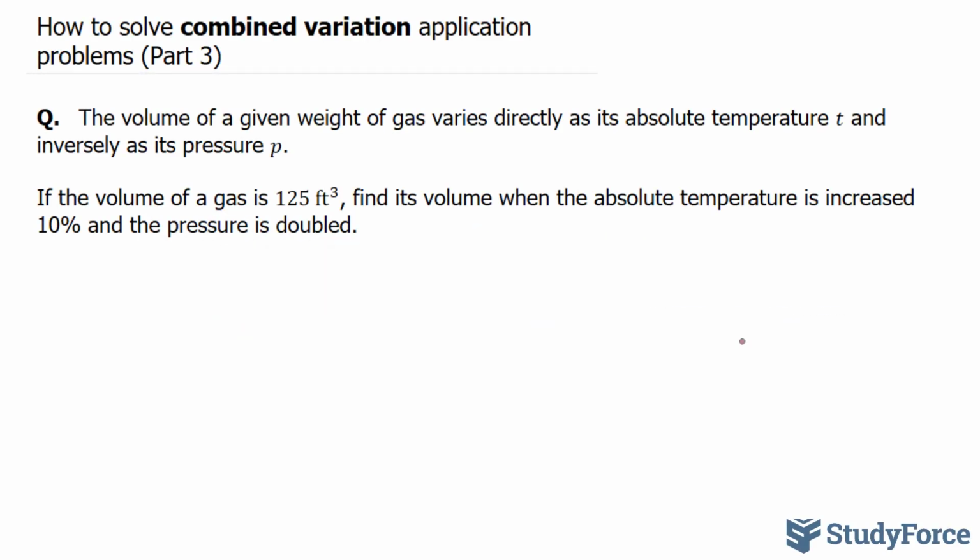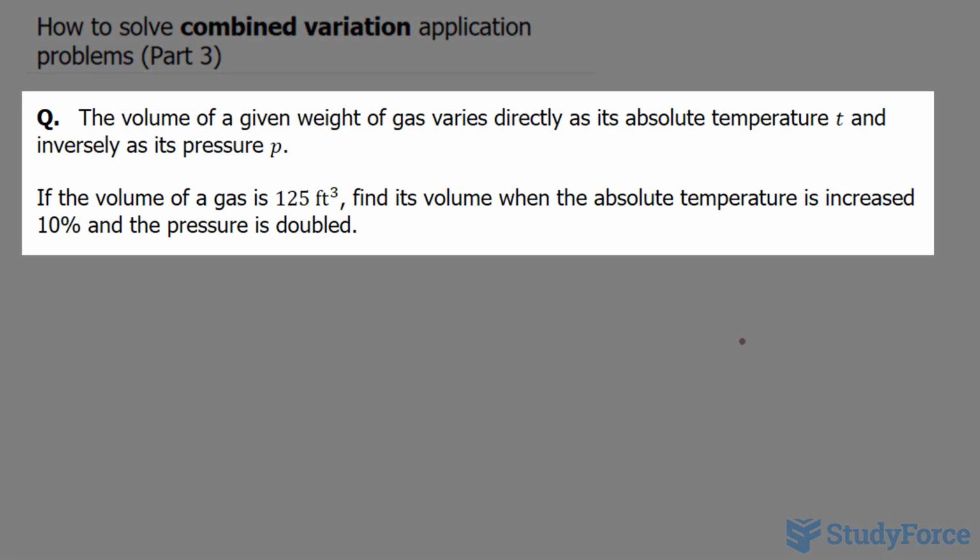In part 3 of this series, we're asked, the volume of a given weight of gas varies directly as its absolute temperature T and inversely as its pressure P. The question is, if the volume of gas is 125 feet to the power of 3, find its volume when the absolute temperature is increased 10% and the pressure is doubled.